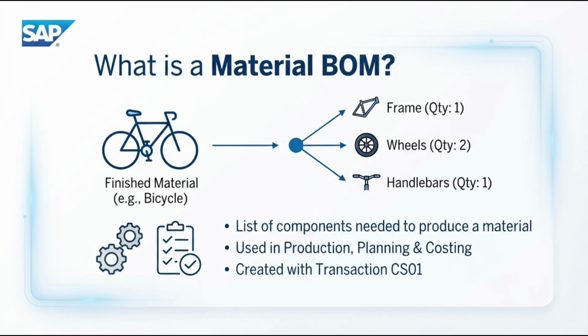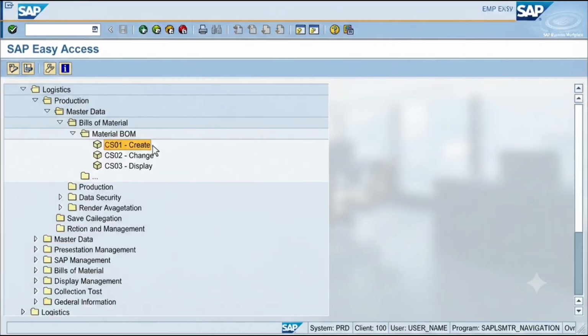When a production order is created, the system reads the BOM to determine which materials need to be reserved or procured. BOMs are always plant-specific and can be single-level or multi-level. The most commonly used BOM usage is 1 for production. Understanding the concept of material BOM is essential because almost every manufacturing process in SAP depends on accurate BOM data. In this tutorial, we will create a simple production BOM using transaction CS01 so you can clearly see how the system works in real time and how to maintain correct data.